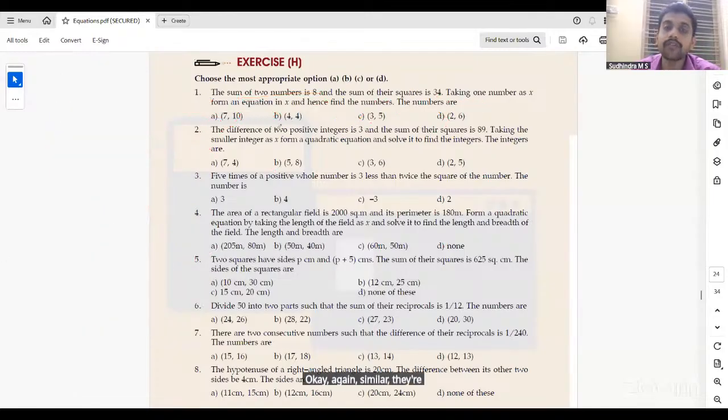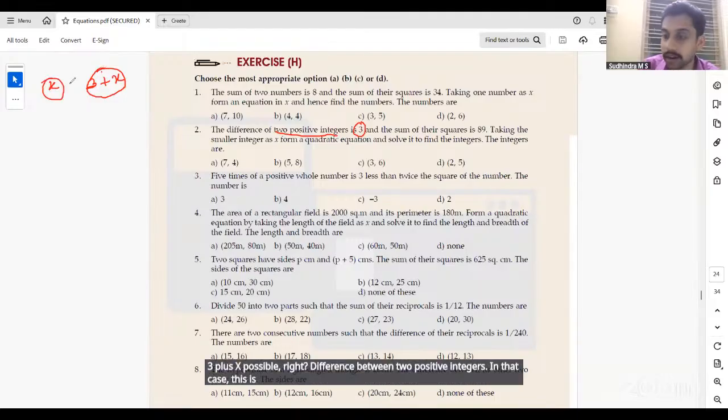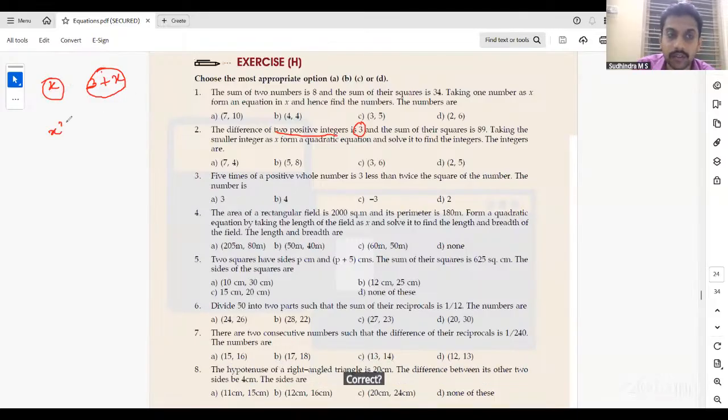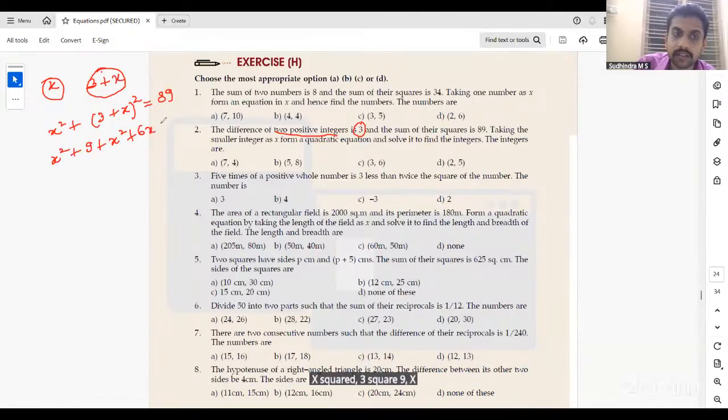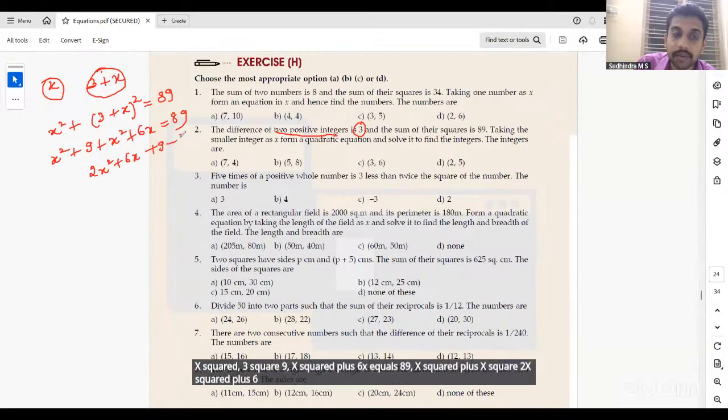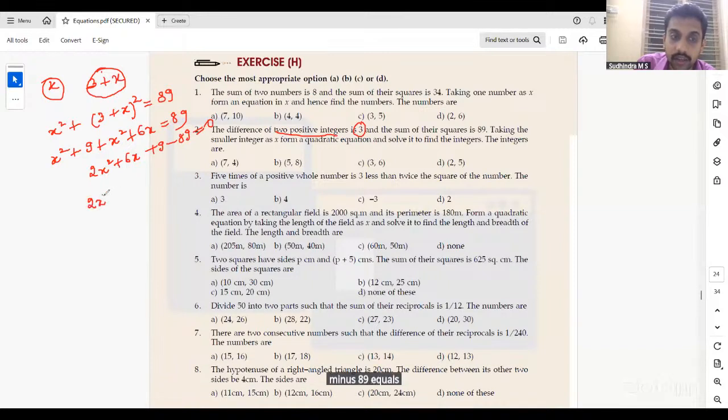Okay, again, similar. They are telling difference of two positive integers is 3. If I consider one number as x, what would be the other number? 3 plus x. That is possible, right? For difference between two positive integers, in that case, this is the bigger number and this is the smaller number, correct? Sum of their squares: x square plus (3 plus x) the whole square equals 89. x square plus 9 plus 6x plus x square, so 2x square plus 6x plus 9 minus 89 equals 0. 2x square plus 6x minus 80 equals 0.